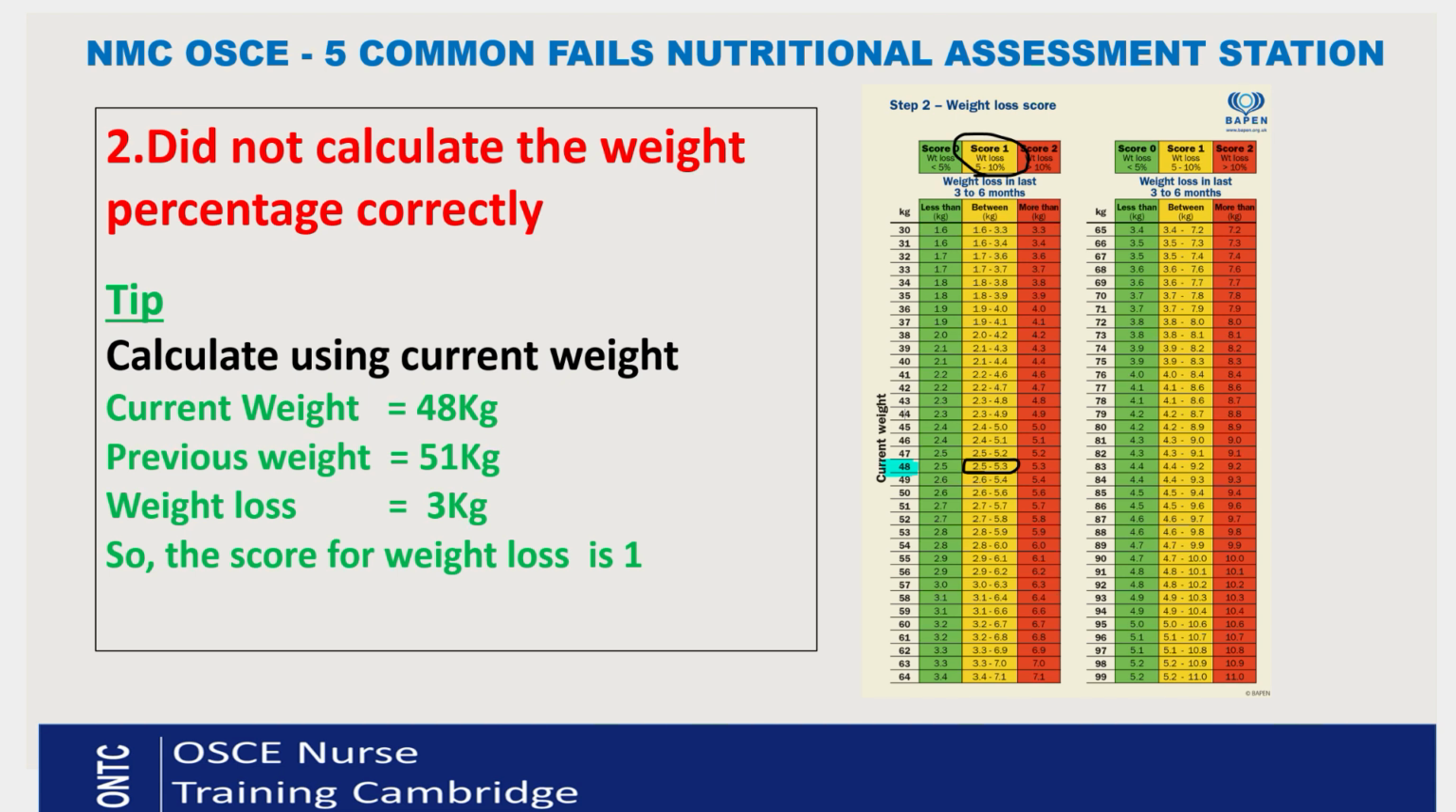So you go across 48 kilo looking at 3 kilo, and that actually is in the yellow column. So the yellow column is the score 1. The yellow column is for 5 to 10% weight loss, and that scores 1. So the weight loss score is 1 for this scenario. So that is how you accurately work out the body percentage weight loss.